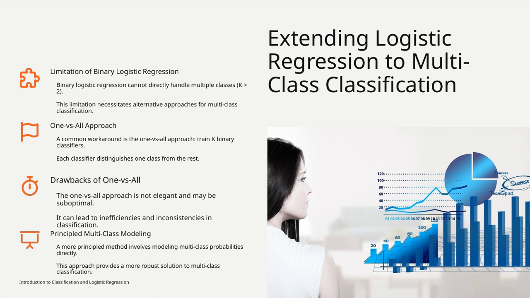One common workaround is what we call the one versus all approach. Basically, we train k separate binary classifiers, each one focusing on distinguishing one class from all the others. So, for each class, we build a classifier that learns to tell that class apart from the rest.